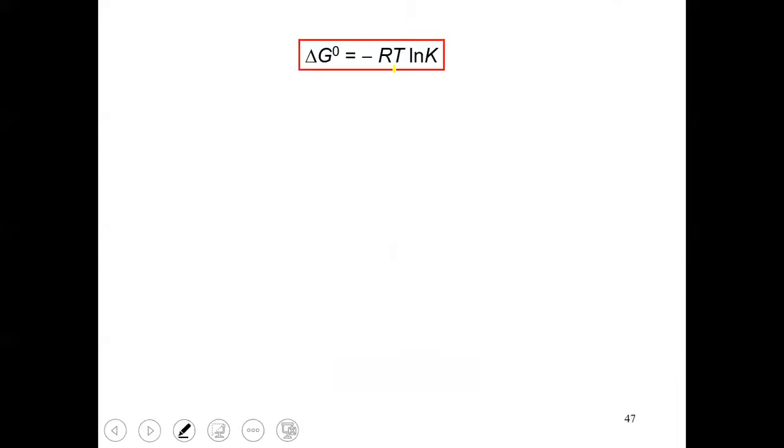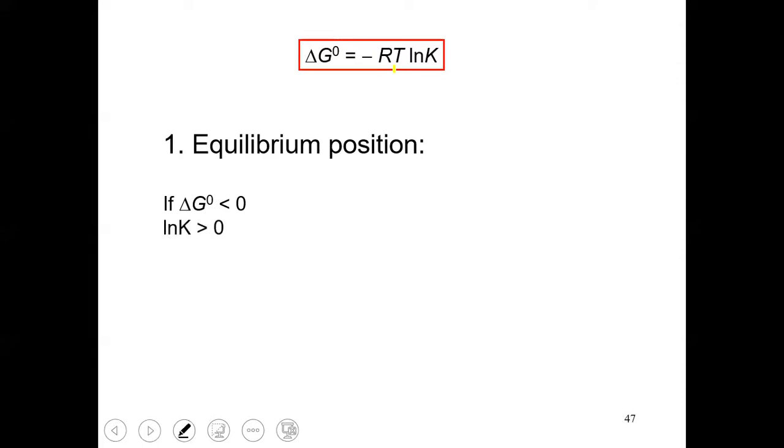So let's look at this equation we just derived and paint a couple of scenarios. What is the equilibrium position based on delta G naught? If the standard delta G is negative, that means the whole thing on the right has to be negative. That means that log of K has to be positive, and therefore K has to be, that's right, bigger than 1. In other words, if delta G naught is negative, at equilibrium, the products are favored.